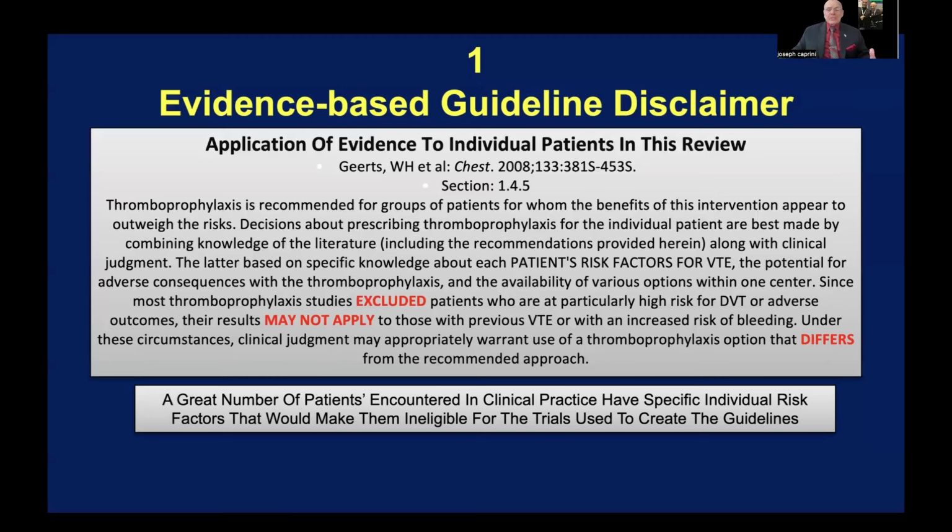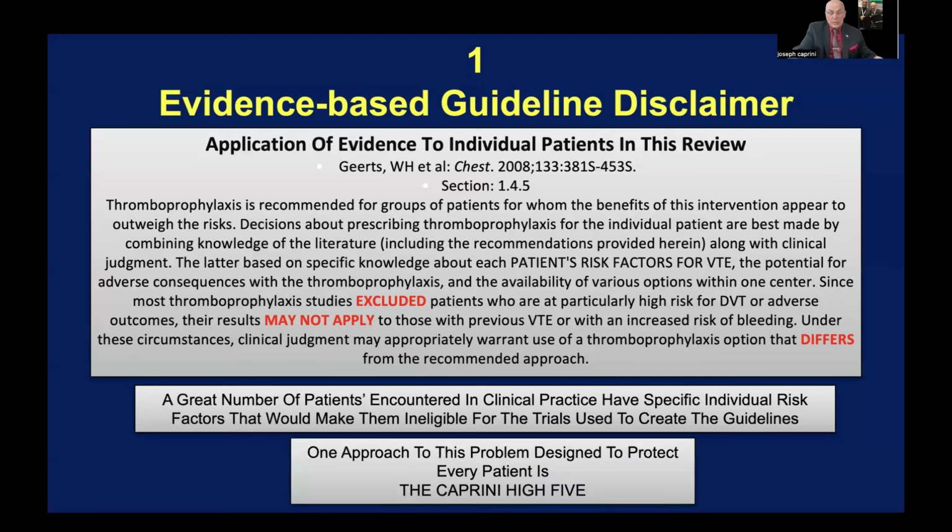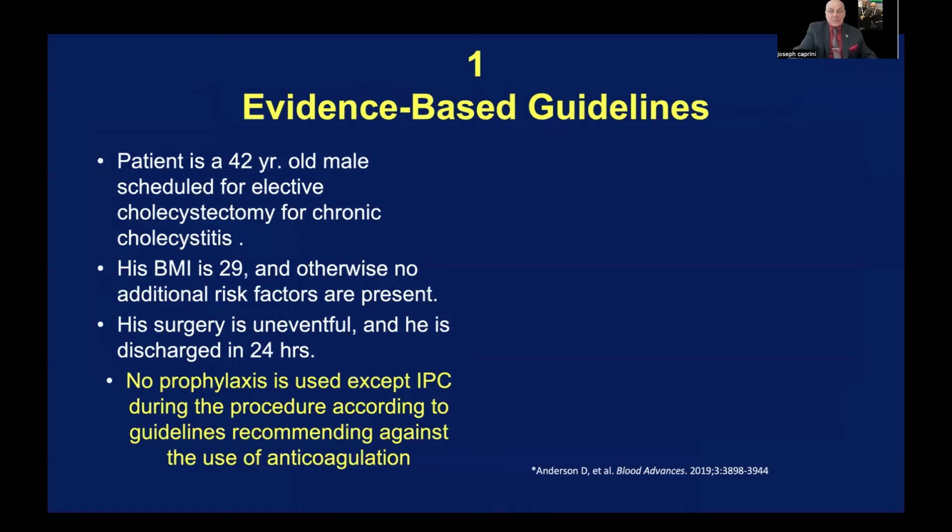I see this all the time. The guidelines are based on average risk patients. They have to be. They can't be skewed one way or the other. But oftentimes in clinical practice, those patients you see are not average risk. They're high risk. So how do you handle that situation? Well, here's some of my suggestions. And that starts with this concept of the high five.